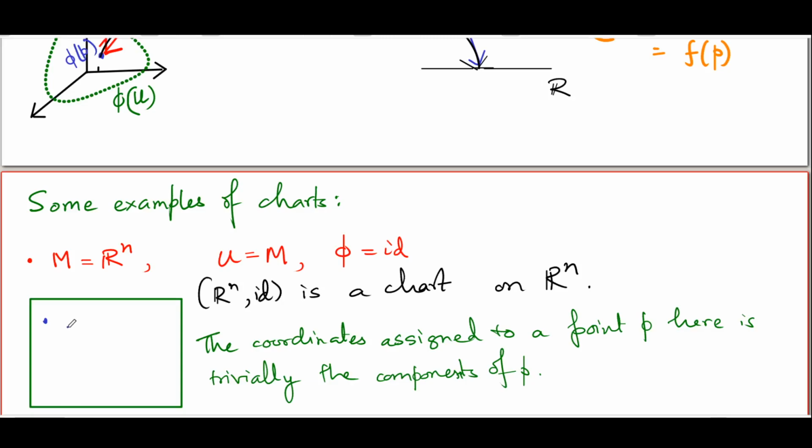Firstly, this chart (Rn, id) does satisfy all the properties of a chart. One, the map id, which is phi for us, is 1 to 1. That's pretty obvious. And two, if you apply the map id on the entire set U, in this case Rn, you of course get Rn. And this is an open set in Rn.